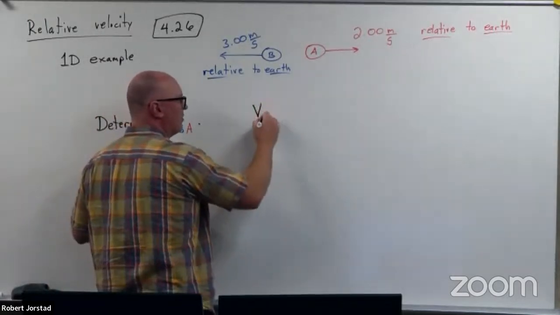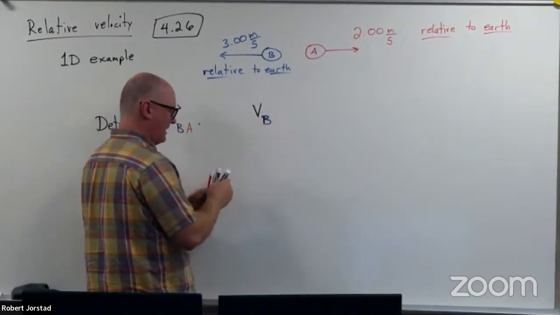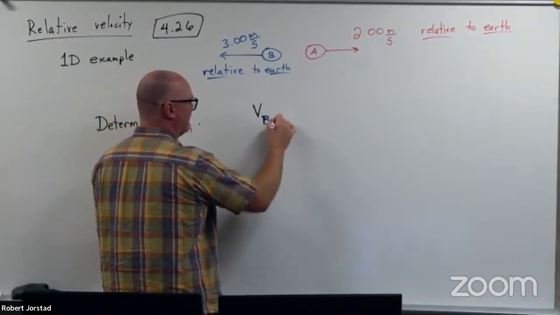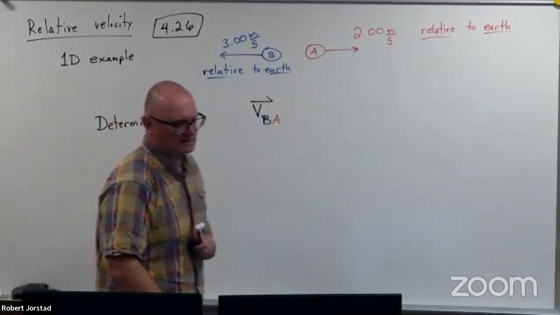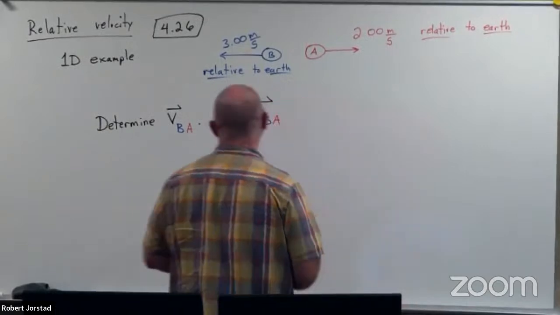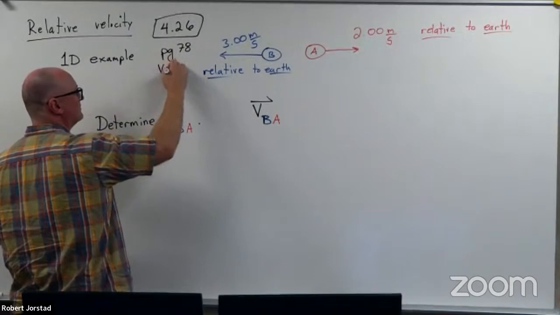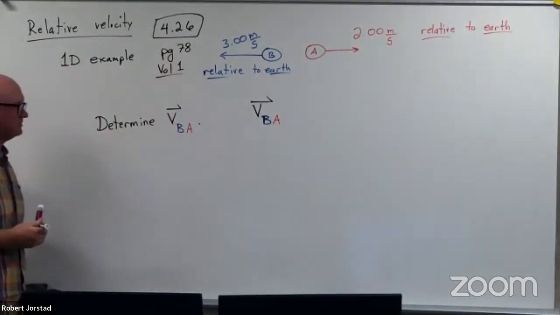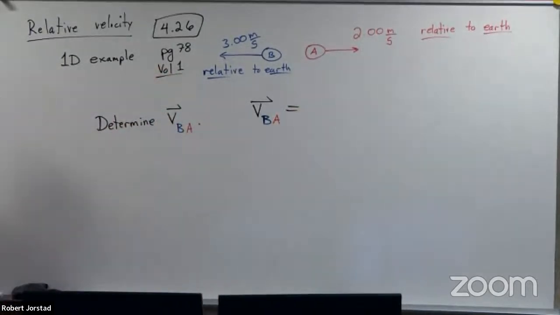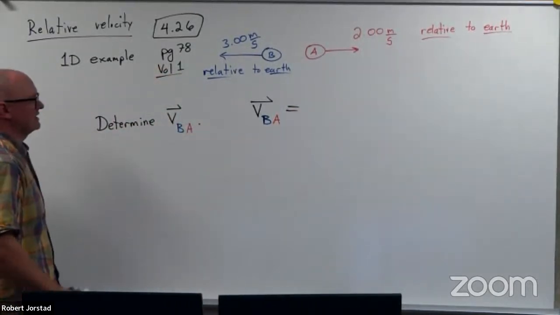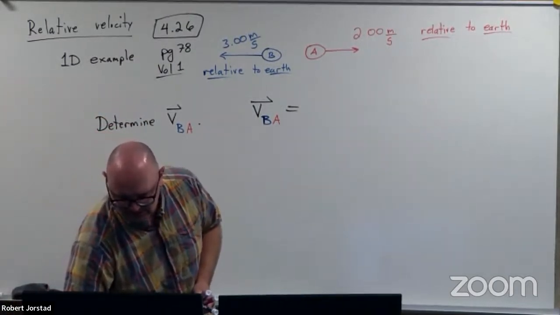Well, remember, we want to use, in this case, I'm looking for VB relative to A. And if you're working along in the workbook, this is problem 4.26 on page 78 in volume 1. All right. Well, okay, so pause the video if you need to look that up. It's essentially doing this problem. But in this case, maybe what I'll do is I'll give you a visual on it really quick.